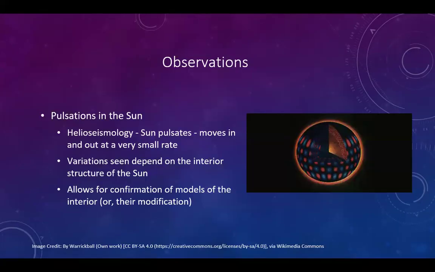So here's another thing showing the vibration patterns we see on the surface. The sun pulses. It moves in and out at a very small rate. The variations we see depend on the interior structure of the sun, and we can model those because it's basically a big ball of hot gas. So we understand how vibrations move through a ball of hot gas. And this allows for confirmations of our models of the interior or their modification.